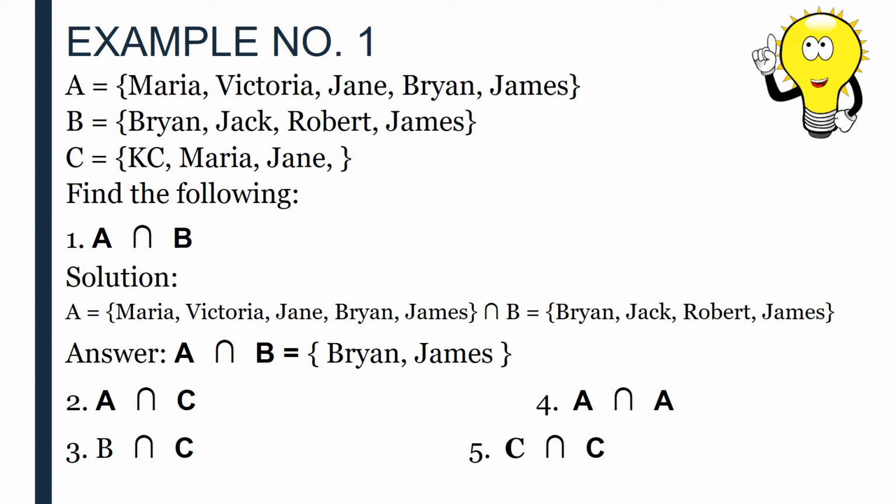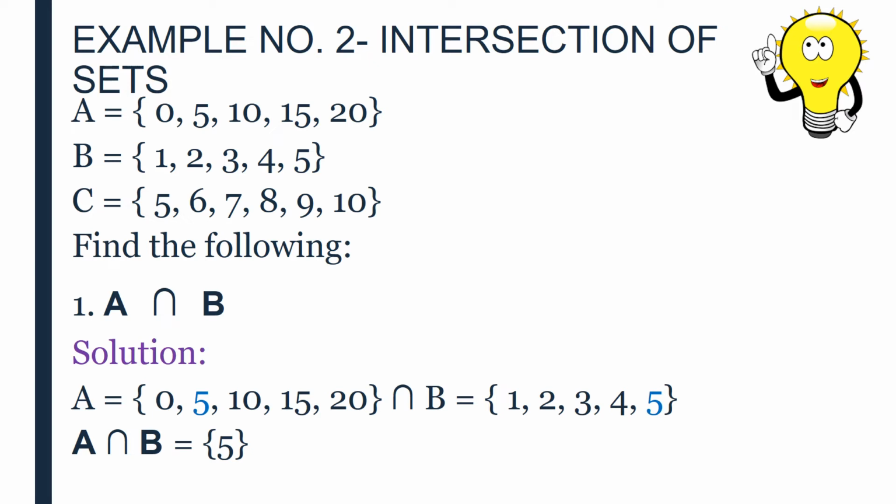Number 4, A intersection of A. So, ano bang kapareho sa A at sa sarili niya? So, ibig sabihin, kung ano yung laman ng A. Okay? So, yung magiging sagot natin ay Maria, Victoria, Jane, Brian, and James. Number 5, same process sa ginawa natin sa number 4. So, ang magiging sagot natin sa number 5, yung elements ng set C: Casey, Maria, and Jane.